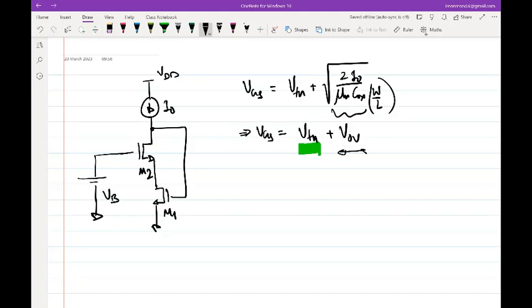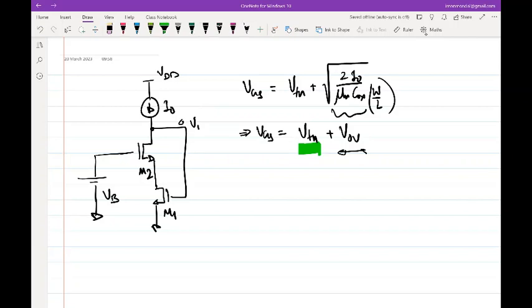Okay, so now given that this is what it is, how do I go about analyzing this? You have to start off somewhere. The starting point that we assumed in the previous class is, let's assume that M2 is just at the edge of saturation. If that is the case, we'll go around the loop and see whether that condition can be satisfied. If it is satisfied, we'll then try to take M2 away from the edge. So if M2 is right at the edge, then I can say what this voltage is.